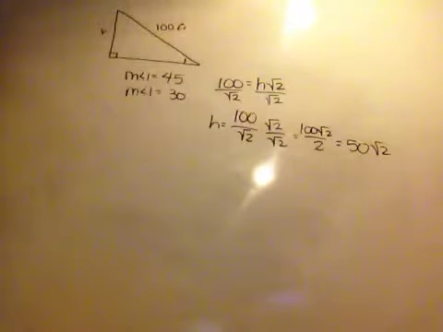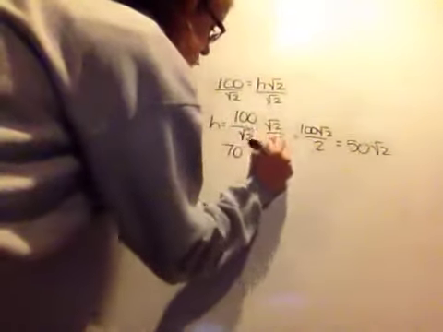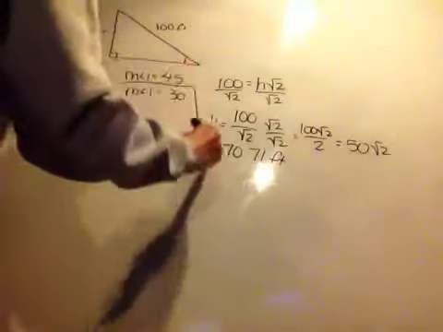Since that's a real world example, we want to go ahead and figure out what 50 times the square root of 2 is. And that is approximately 70.71 feet. So that's this one here.